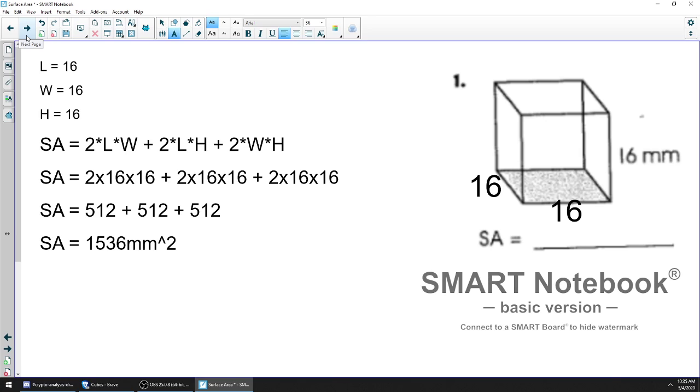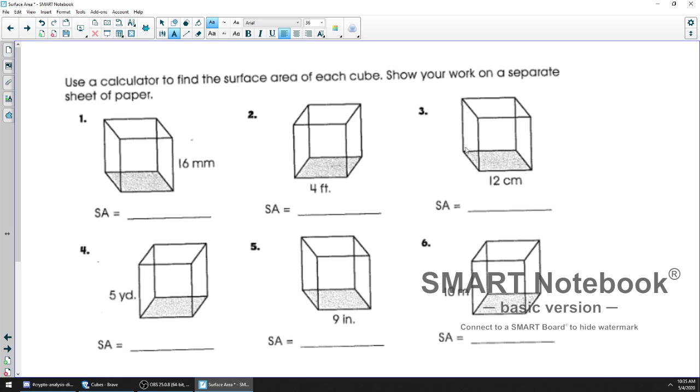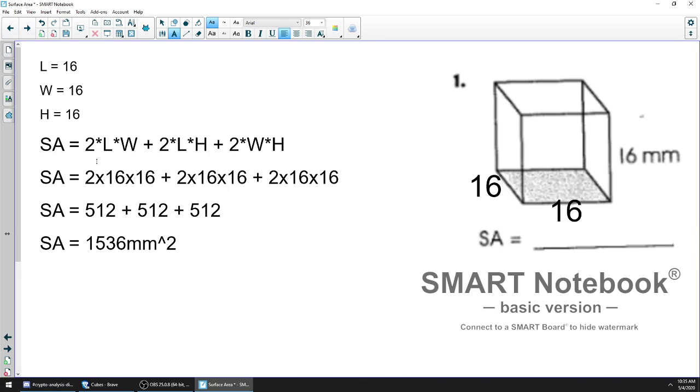This might be a little tricky. There's a lot of variables. It might not look like everything's given to you, but we're going to work on that, okay? If you have any questions or comments, let me know. This might be a little tricky. But as long as you follow the steps, you will definitely figure out the surface area.